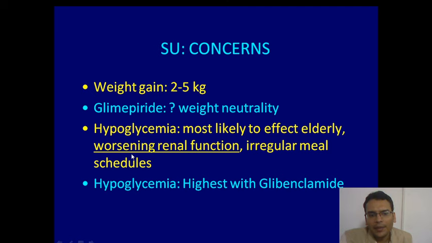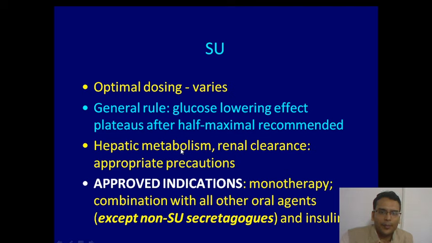Those with irregular meal schedules, for example somebody who takes a morning meal and then skips lunch, are more likely to have hypoglycemia with use of sulfonylureas, because these agents cause glucose independent insulin secretion, as compared to a person who is having a regular meal schedule. And hypoglycemia has been shown to be highest with glibenclamide, so it should specifically be avoided in these individuals who are at higher risk for hypoglycemia.